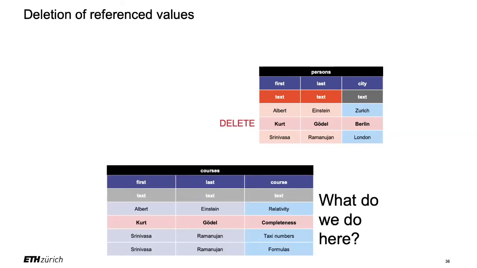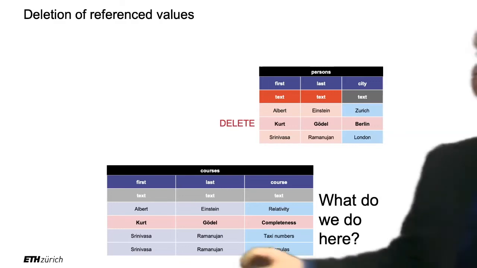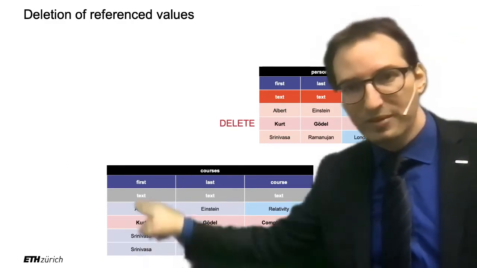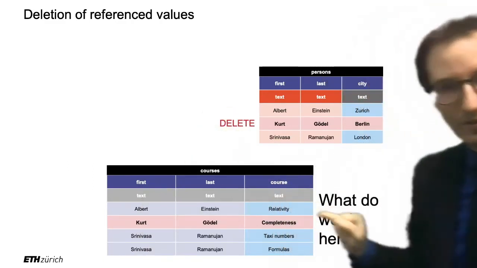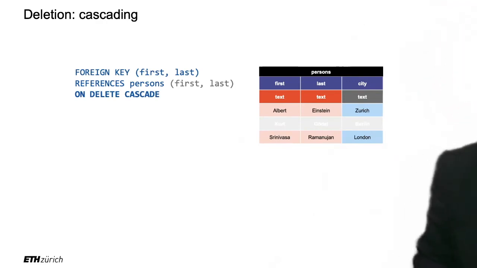But the question that you have to ask yourself then is, what do we do with the foreign keys? So if you delete a row that has a primary key that is referenced from other tables, how do you deal with these broken references, right? So for example, if you delete here Kurt Gödel right there, what do you do with the other table pointing to this person, right? So what do we do here? Well, there are several ways of doing that.